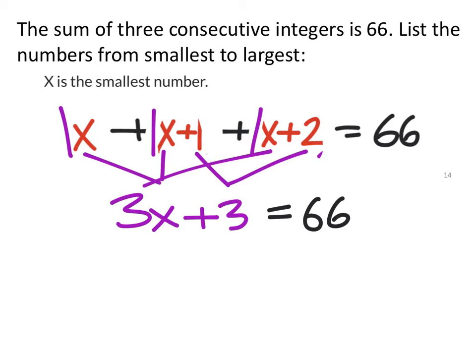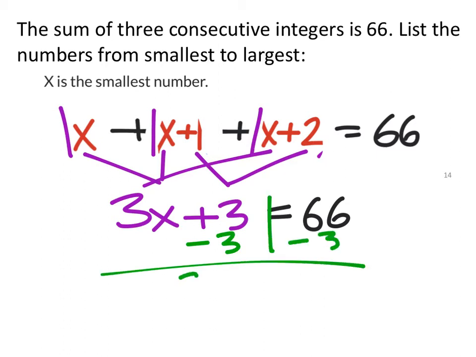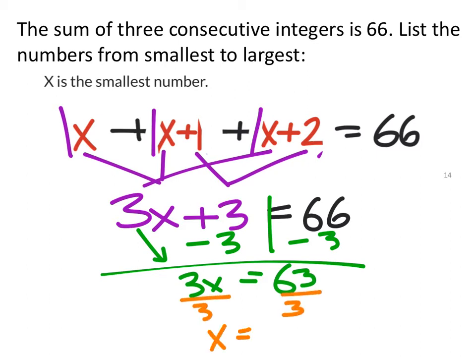Now we're at a two-step equation. I want those 3x's isolated, so I'm going to get rid of that plus 3 by subtracting 3 from both sides of this equation, which gives me now 3x equals 63. Finally, we'll make that a 1x by dividing both sides by 3. 1x now equals 21. There we go, 21.